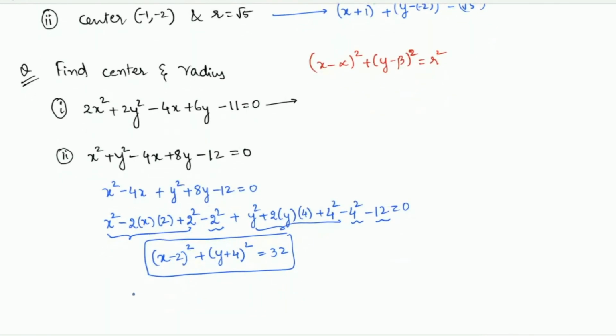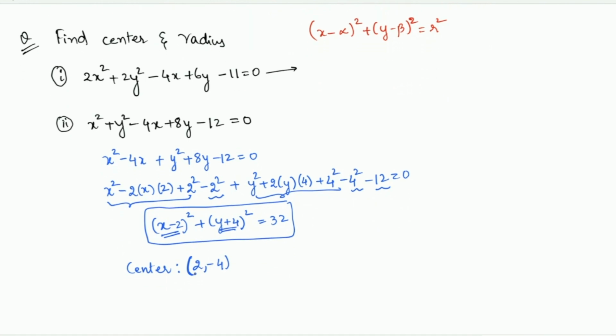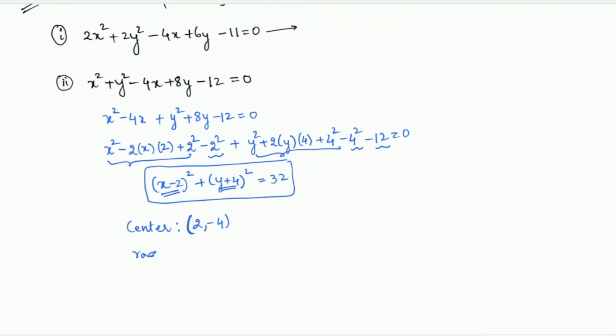Now tell me what the center is here. This is in the form of (x minus x coordinate of center) square plus (y minus y coordinate of center) square is equal to radius square. All right, what is the center? 2 comma minus 4, yes. Equate this to 0, you get the center's x coordinate. Equate this to 0, you get the center's y coordinate. So the x coordinate is 2, the y coordinate is minus 4. What is the radius? Root 32, yes, radius square is 32.